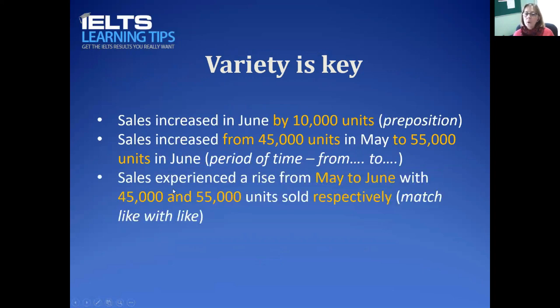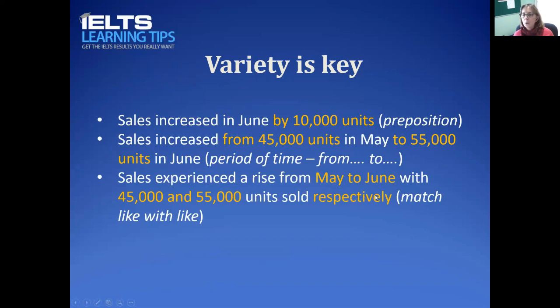Now, here's a third way. So now we've ditched increased and used a different verb, experienced, because we've changed this increase to a noun and made it a rise. And we are now doing a matching, like with like. So we've got May and June together, and we've got the two numbers together. And when we do this, we can use respectively. And I'm sure many of you use respectively all the time in your Task 1.